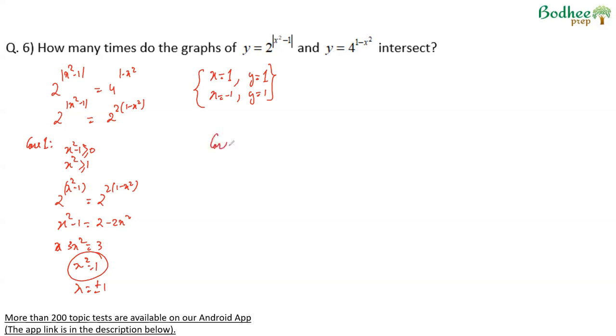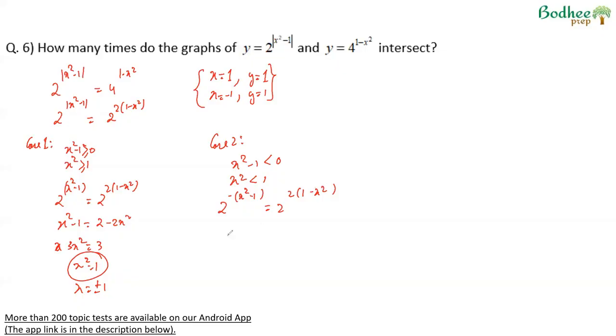Second is case number 2, where we say x square minus 1 is less than 0, which means x square is less than 1. So here the bracket will open negative. Minus of x square minus 1 is equal to 2 into 1 minus x square. Again, the base is same. Base same, equating the powers. Minus x square plus 1 is equal to 2 minus 2x square.